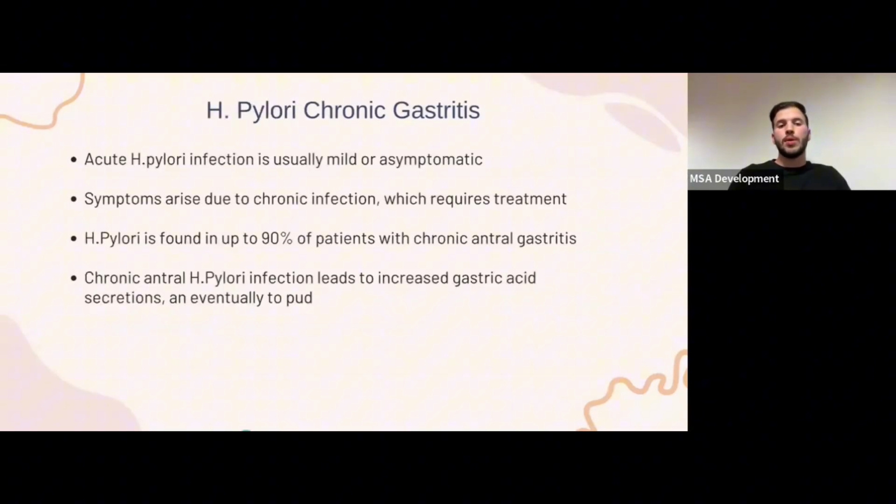Now, we're going to talk about the H. pylori chronic gastritis type. Acute H. pylori is usually asymptomatic or mild, or doesn't cause any symptoms. However, the symptoms come when we have chronic infection of H. pylori. Now, chronic antral H. pylori infection will lead to increased gastric acid secretion and eventually peptic ulcer disease and multiple complications that we'll talk about later.